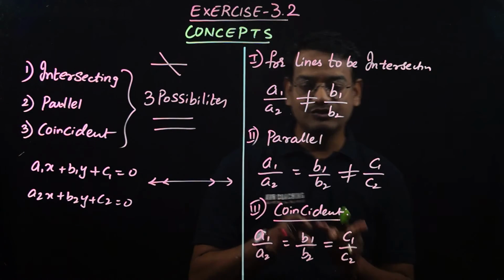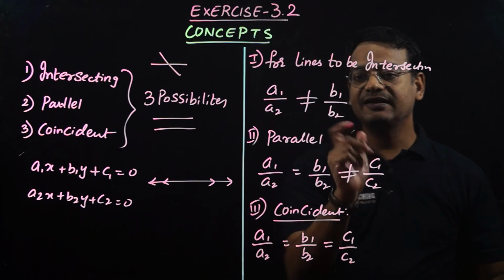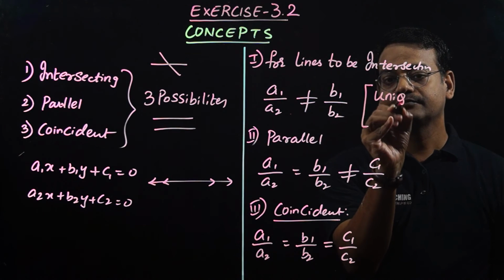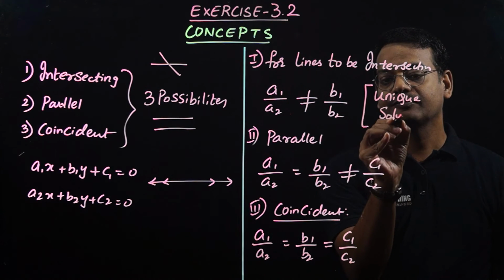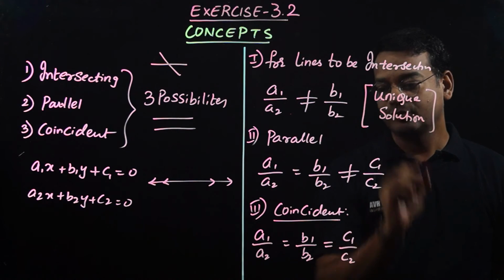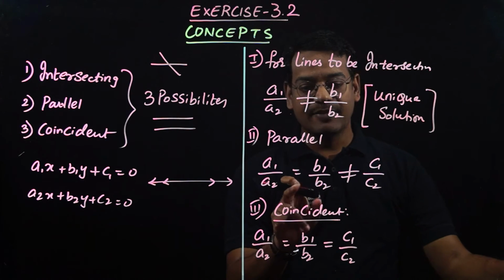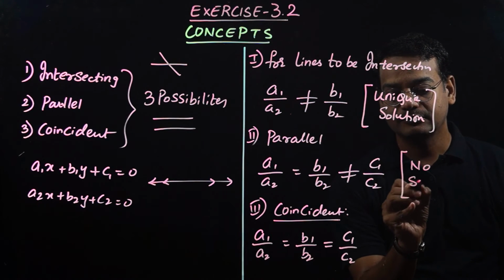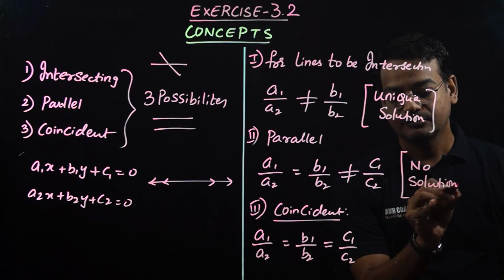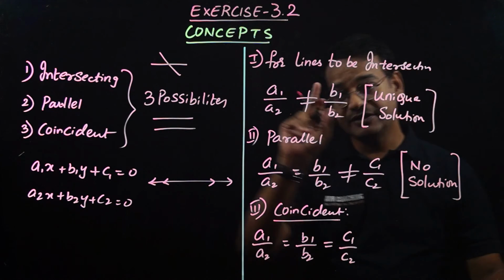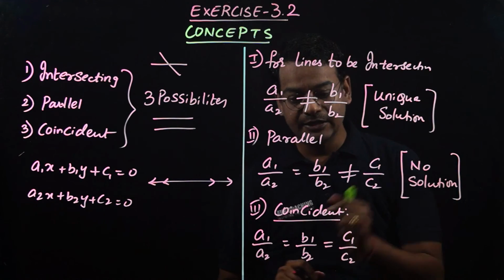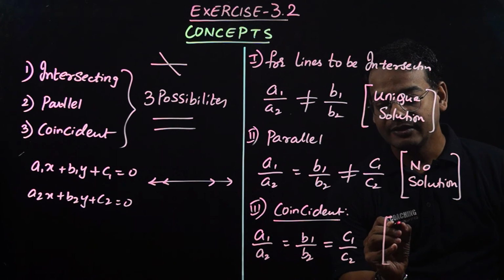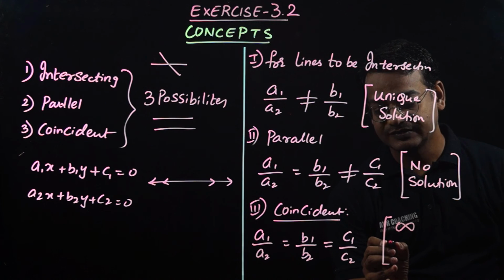Now comes the solution part. When lines are intersecting, we have a unique solution. When the lines are parallel, we have no solution, meaning we will not get the coordinates. Here we will get the unique coordinates. And for coincident lines, there will be an infinite number of solutions.